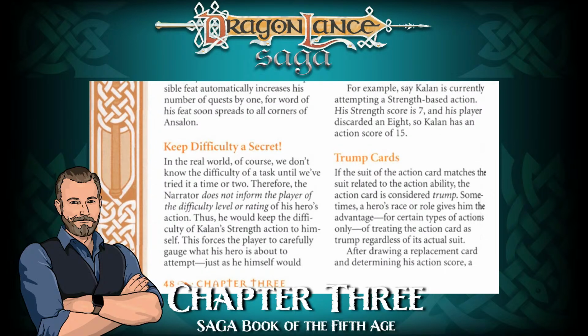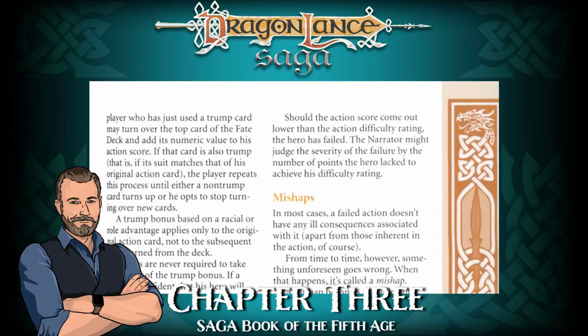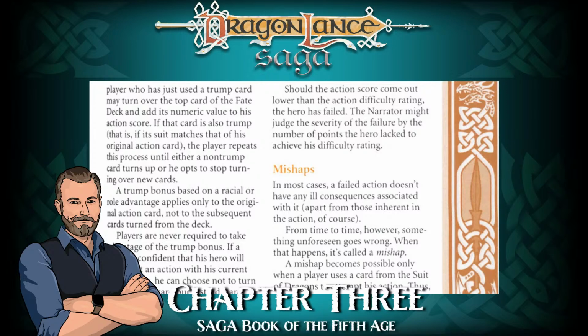Trump cards. If the suit of the action card matches the suit of the action ability, the action card is considered trump. Sometimes a hero's race or role gives him the advantage, for certain types of actions only, of treating the action card as a trump regardless of its actual suit. After drawing a replacement card and determining his action score, a hero player who has just used a trump card may turn over the top card of the fate deck and add its numeric value to his action score. If that card is also trump, that is, if its suit matches that of the original action card, the player repeats this process until either a non-trump card turns up or he opts to stop turning over new cards.